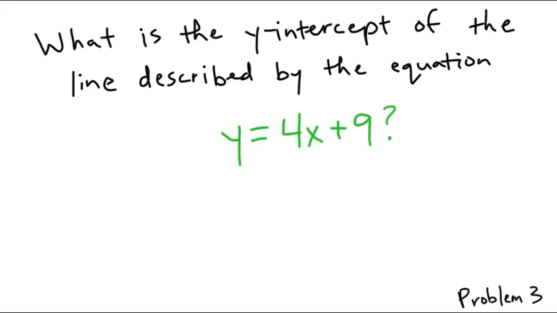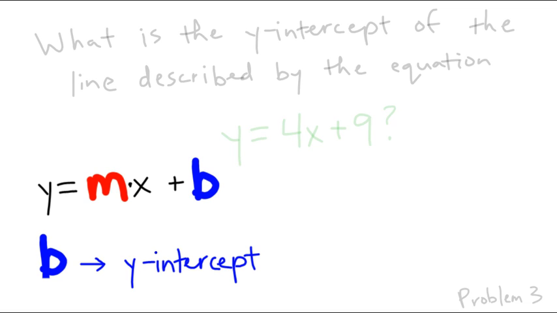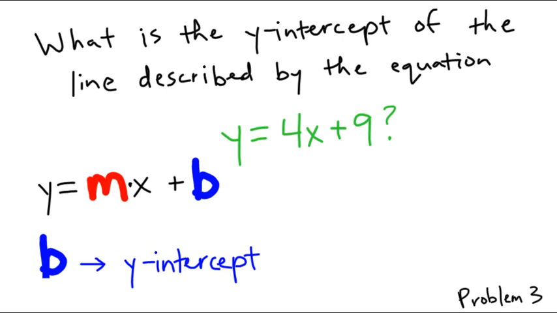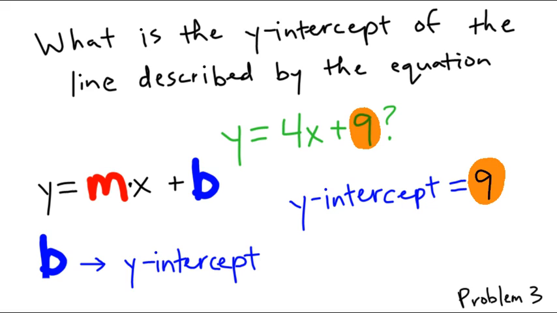Last problem. What is the y-intercept of the line described by the equation y equals 4x plus 9? So again, remember, y equals mx plus b. B is the y-intercept. So for our equation, the y-intercept is 9. And that came from right there.